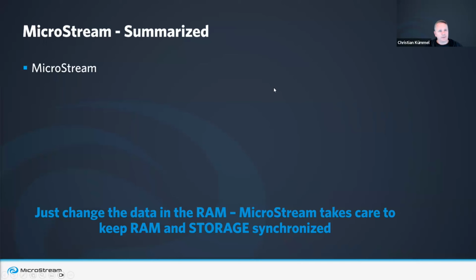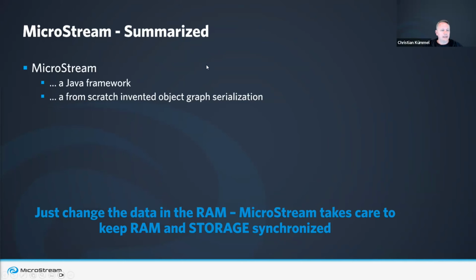Okay, just to summarize MicroStream at the beginning a little bit. What is MicroStream? It is basically a Java framework. Nothing more. So basically, it's not a database. It's more a Java framework to store data. And it's a from-scratch invented object graph serialization. That means we don't use the normal Java serialization. It's totally new invented. And so we are basically able to serialize an object graph.